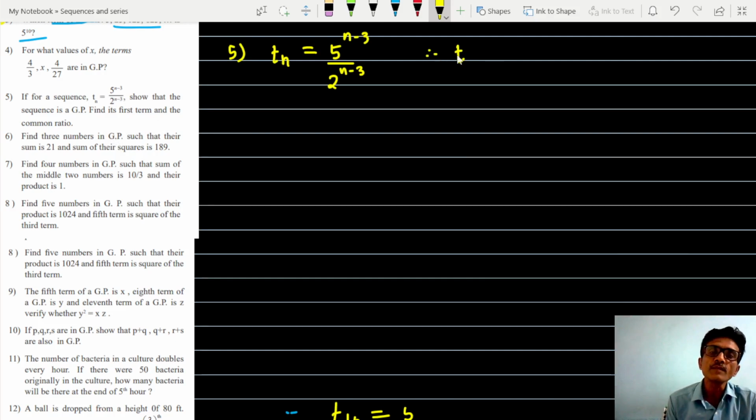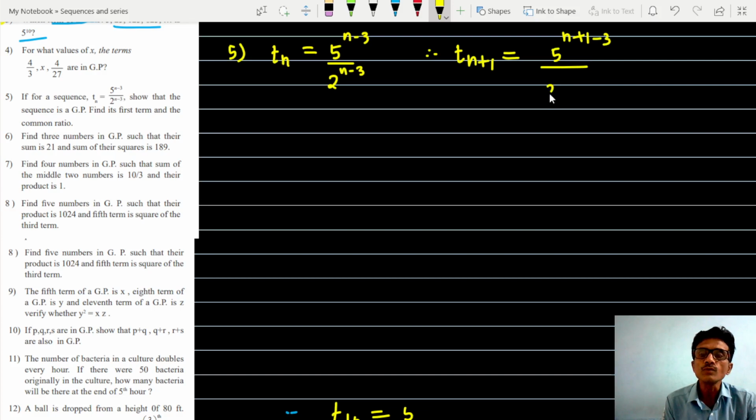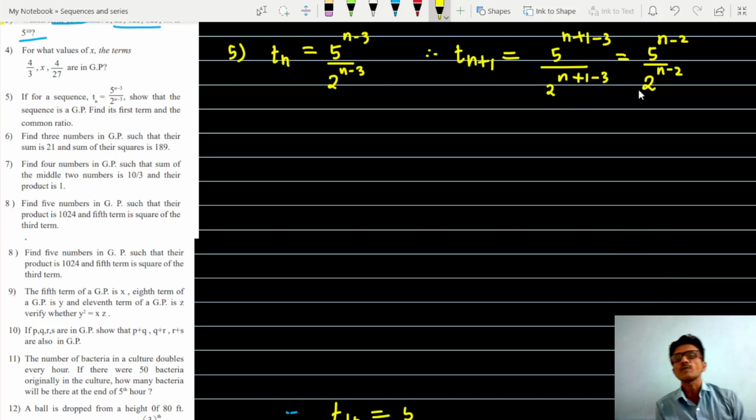Therefore, what will be Tn plus 1? What will be Tn plus 1? Meaning n we replace by what? n plus 1. So it is 5 raised to power n plus 1 minus 3 upon 2 raised to power n plus 1 minus 3. It means 5 raised to power n minus 2 upon 2 raised to power n minus 2. 1 minus 3, it is minus 2. This is what Tn plus 1.